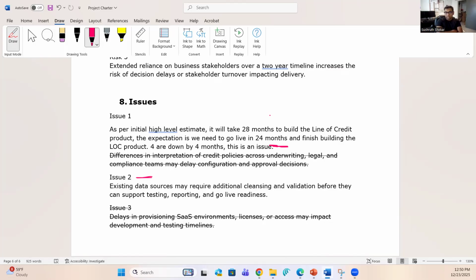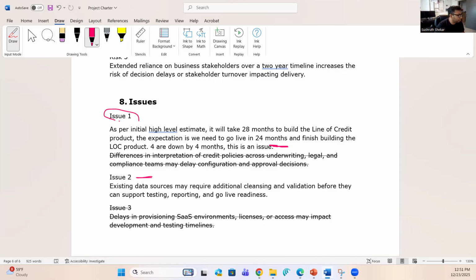I cannot strategize my way around it unless I descope some work. Without descoping, I cannot strategize my way around that lack of 4 months, that time crunch, right? So it's an issue. It's staring right in our face. This is a good example of an issue. Whereas a risk, we can do something about it. There is some time. Issue is staring right in our face. Think about it that way.